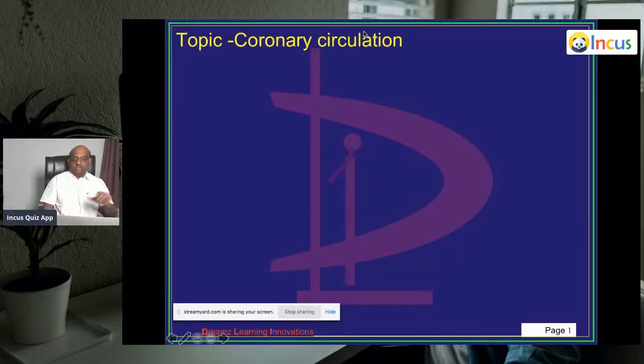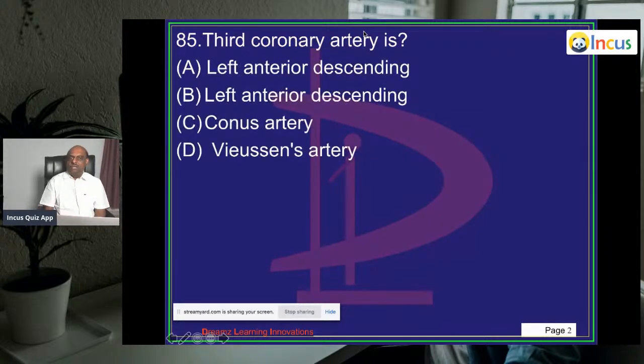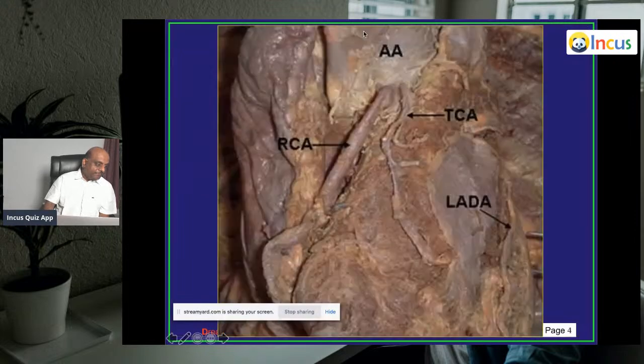Coronary circulation. Third coronary artery. Who is going to give me the correct answer? Correct answer. So coronary circulation comes in cardiology also tomorrow, in DM cardiology, NEET super specialty entrance also. So doctor, conus artery.